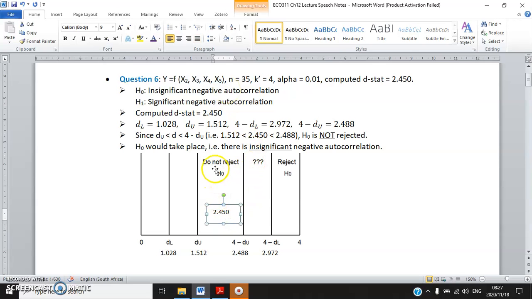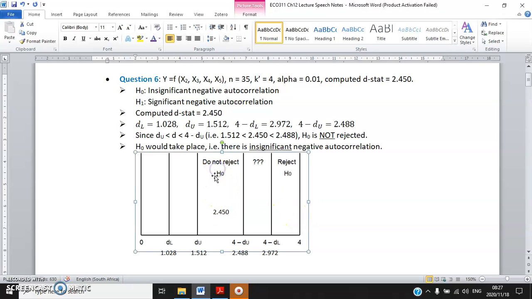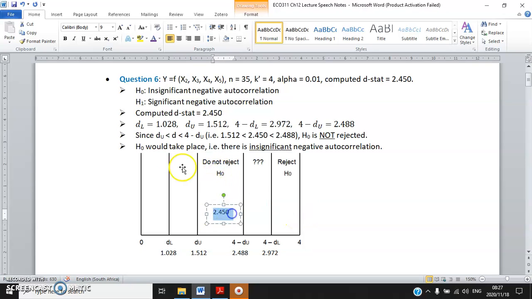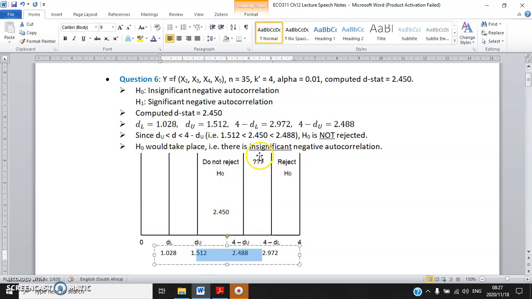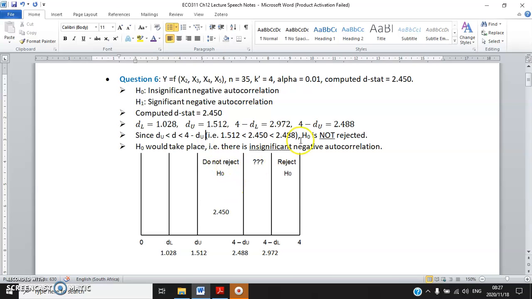And then indeed, from the graphical sketch, we can confirm our suspicion as true because my computed d-stat is greater than dU, but smaller than 4 minus dU. So it lies in the do not reject H0 region. Therefore, H0 is not rejected. Then good news. It means from a statistical point of view, null hypothesis is more likely to happen, meaning there is insignificant negative autocorrelation.